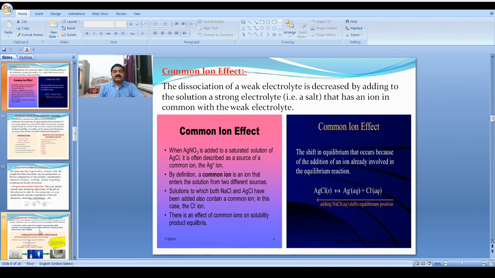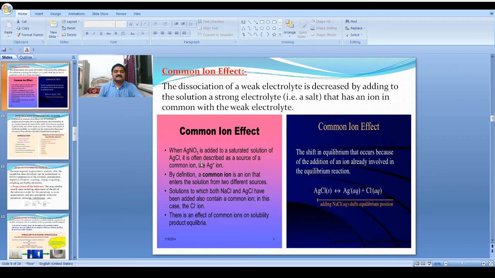Next, common ion effect. The question can be asked: explain the common ion effect. Very important question. Every time a question will be asked on solubility and solubility product and also the common ion effect. This is the most important question. The dissociation of a weak electrolyte is decreased by adding to the solution a strong electrolyte, that is a salt, which has an ion in common with the weak electrolyte. That means we are adding the strong electrolyte to the weak electrolyte, and there is a common ion between these two electrolytes. Here is the example: when silver nitrate is added to the saturated solution of silver chloride.